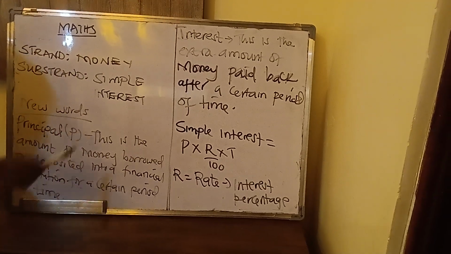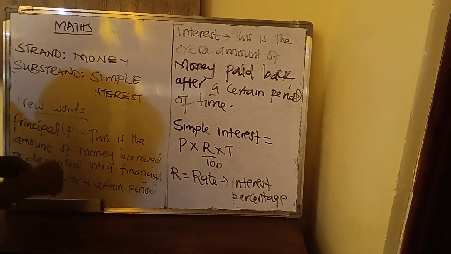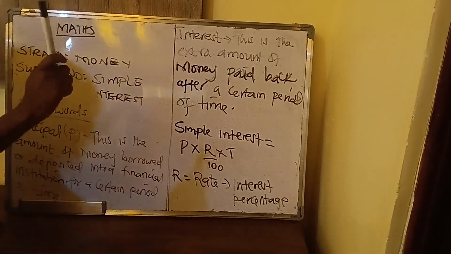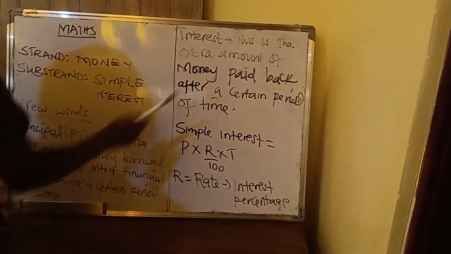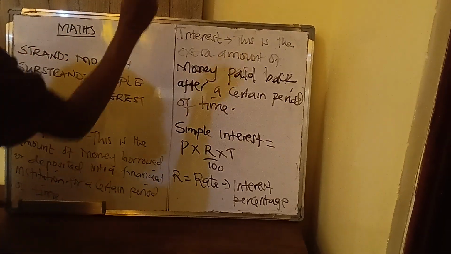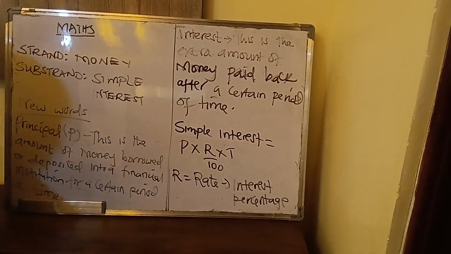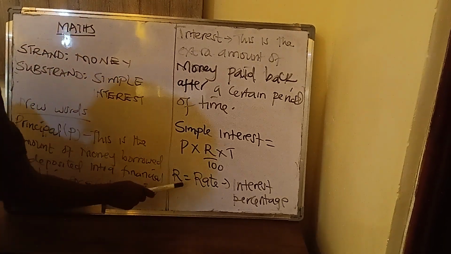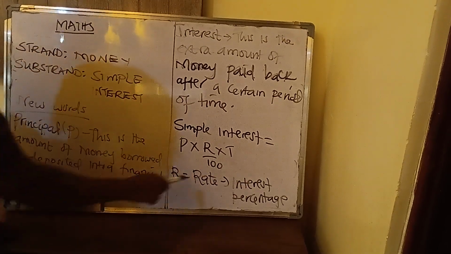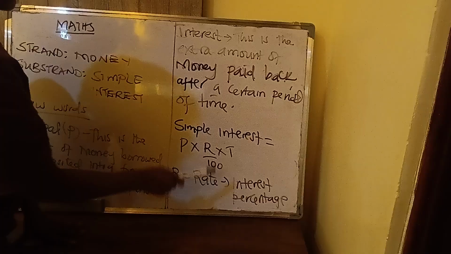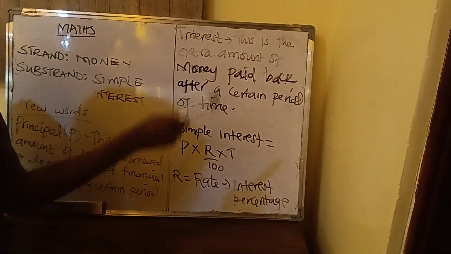Then we have something called interest. This is the amount or extra amount that you pay back after a certain period of time. If you have borrowed, you pay it back. If you have deposited, they pay interest to you. So there is another thing which we call rate. Rate, it is the interest percentage. It is given in terms of percentage and it is given per annum. Per annum, which means per year.